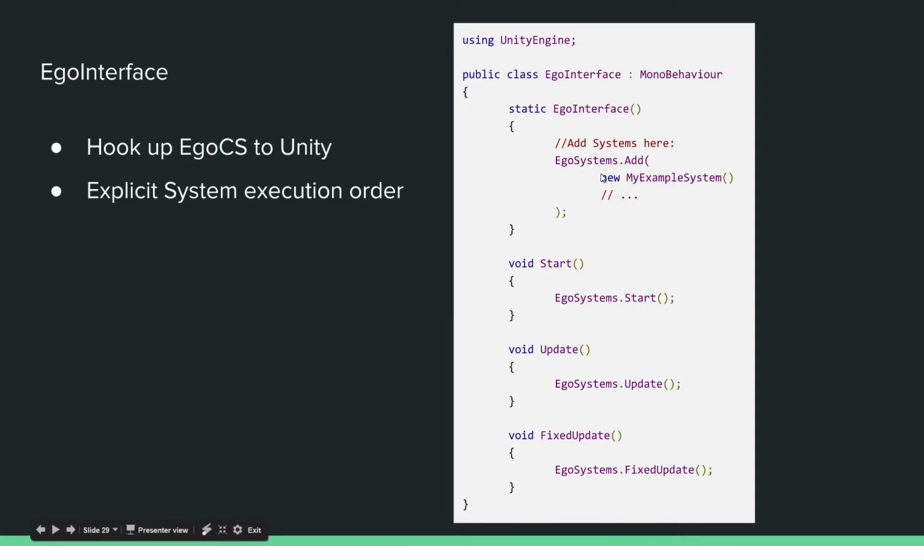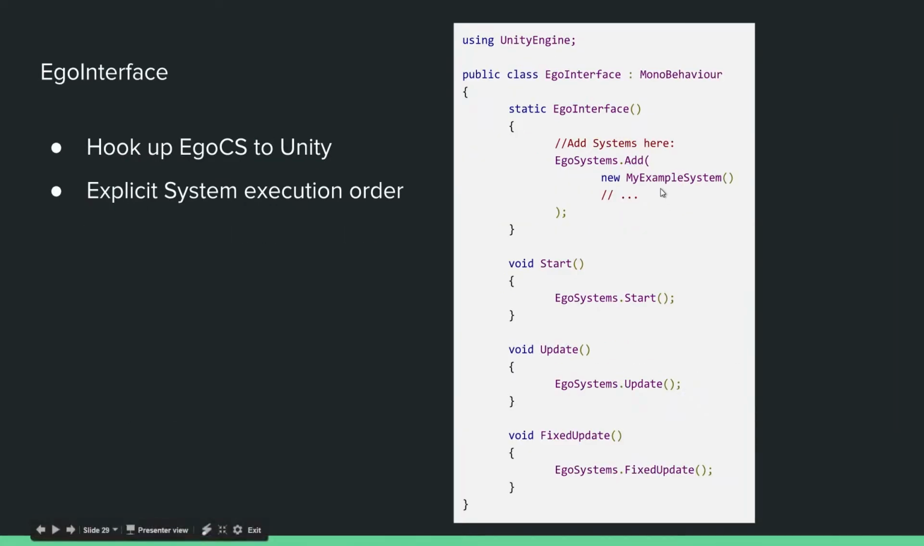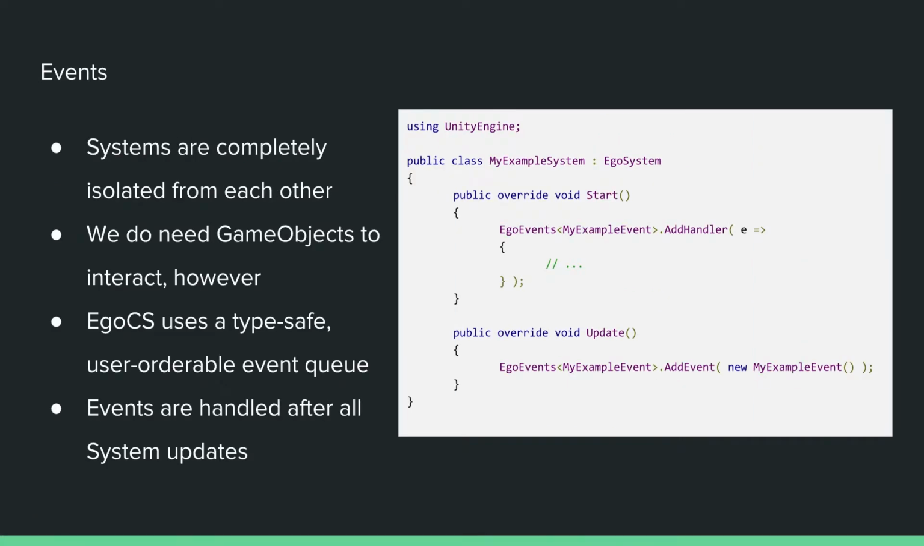And then up here in this constructor for the ego interface, here's where you'll add all of your systems. So here I only added my example system. But if I wanted to, in the previous example, I was saying, oh, player input, player movement, player animation. So those would go in order here. You would have player input, player movement, and player animation. And then that would be the order of systems that execute. So that's how you get this pipeline behavior.